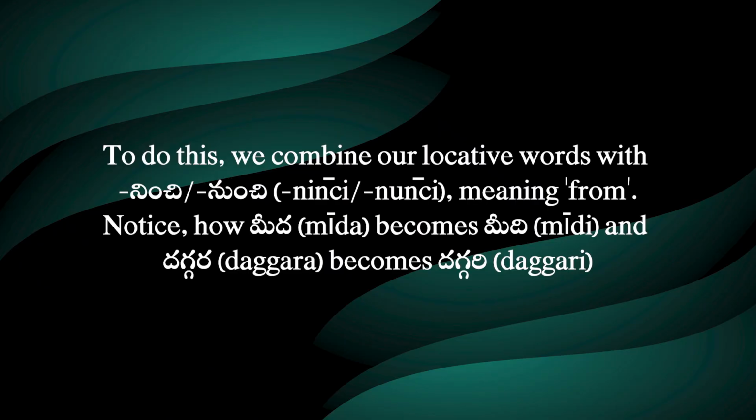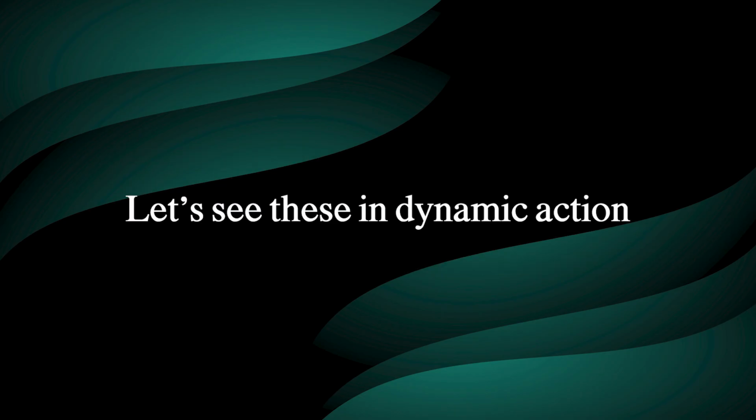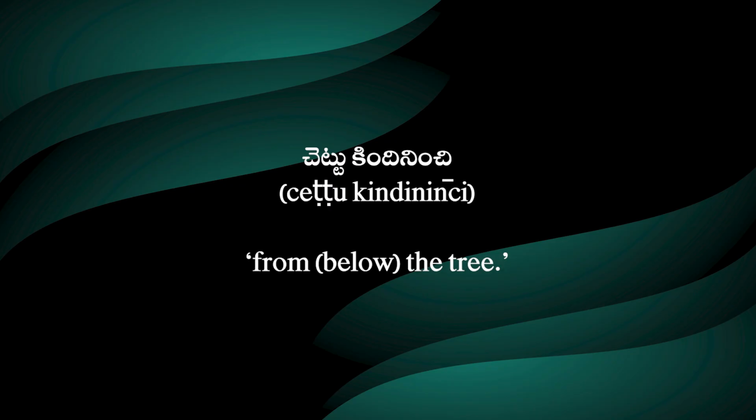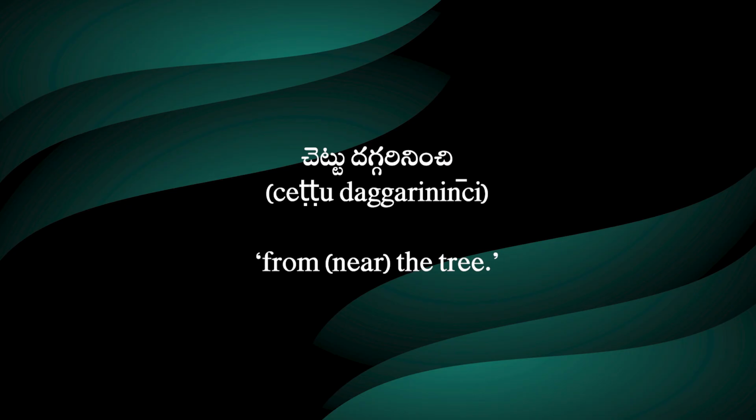We often need to describe movement from a specific location. To do this, we combine our locative words with ninchi or nunchi meaning from. Notice how Mida becomes Meedi and Daggara becomes Daggari. Let's see these in dynamic action. Chettu Meedi nunchi, from the tree, means from the upper part of. Chettu kindi nunchi, from the tree, from the below part. Chettu daggara nunchi, from the tree, from the near part of the tree.